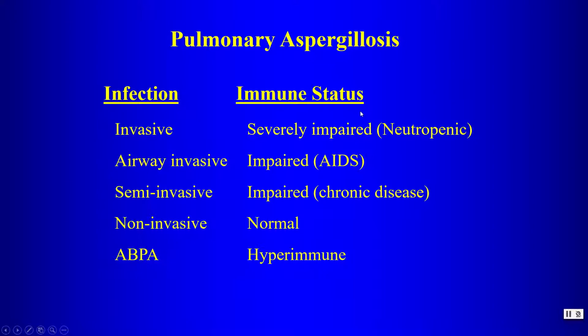So when it comes to aspergillosis, we can think of the form of infection being related to the immune status of the patient. So severely impaired immunity patients who are neutropenic can get the invasive form of aspergillosis. Patients with AIDS can get airway invasive aspergillosis. Patients with chronic lung disease, especially COPD, can get semi-invasive aspergillosis. Normal patients can develop fungus balls if they have pre-existing cavities in which the balls can form. And then you can think of asthma being a hyperimmune state, and that can be associated with allergic bronchopulmonary aspergillosis.